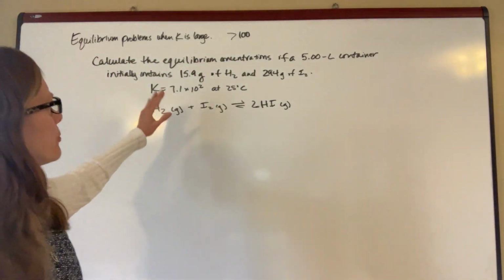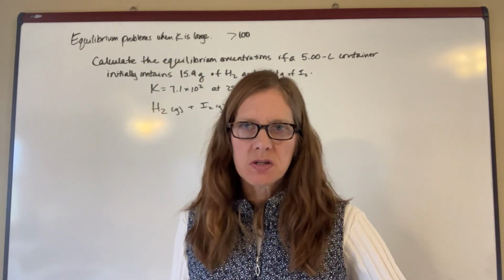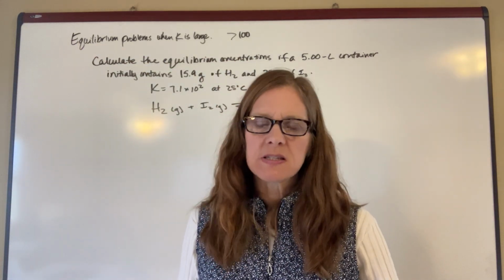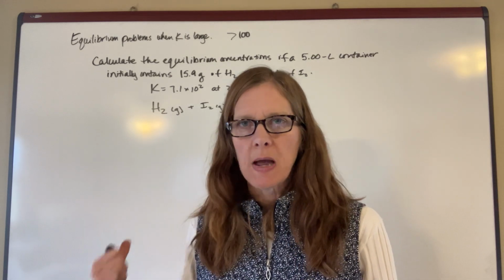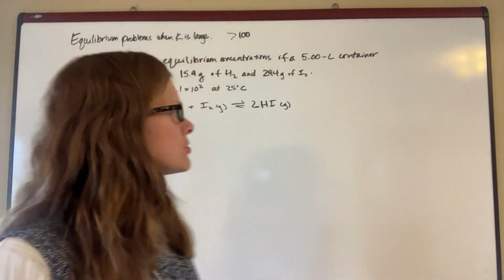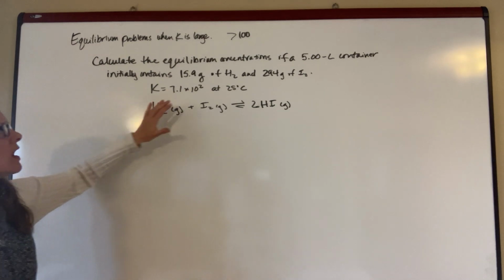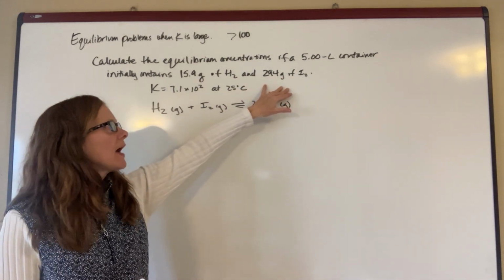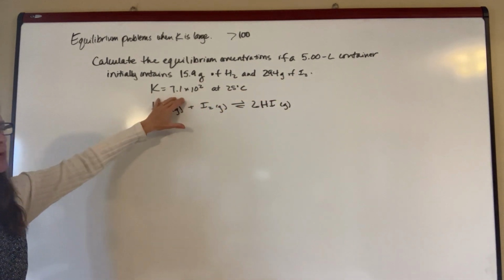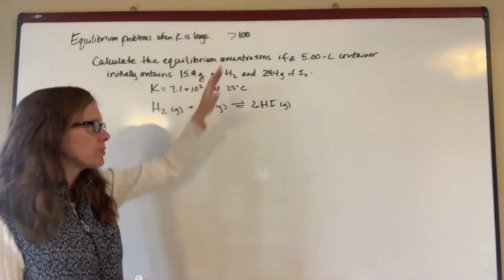So I have a sample problem here that I'm going to work for you. Because we skipped the section on successive approximations, some of the example problems that he worked aren't going to fit our purposes very well. So that's why I've got a different one to work here. So let's look at this problem. Calculate the equilibrium concentrations if a 5-liter container initially contains 15.9 grams of hydrogen and 294 grams of iodine. You can see that my equilibrium constant is 710, so it certainly classifies as a large equilibrium constant.